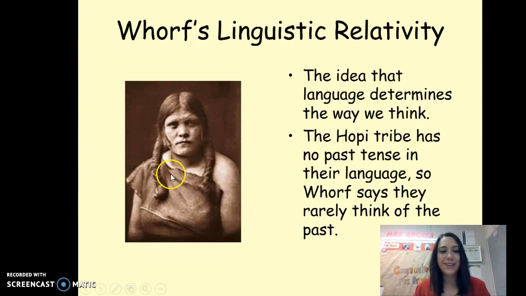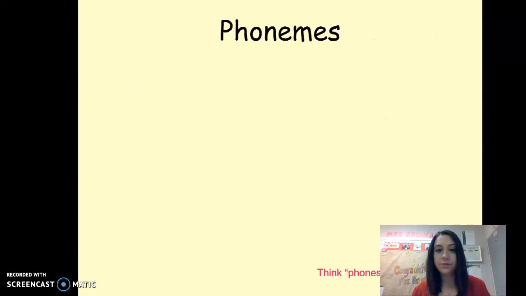And here's just a little example. The Hopi tribe has no past tense in their language. And so Benjamin Whorf said he thinks that culture rarely thinks about the past, and that might be part of that culture, and that is reflected in their language, and also their language helps to influence the way that they think too. So it's kind of cyclical.